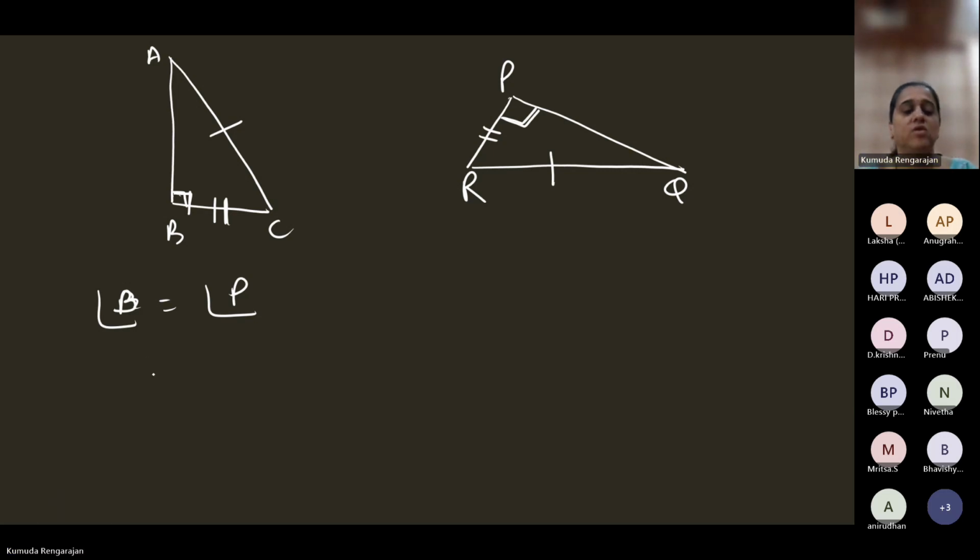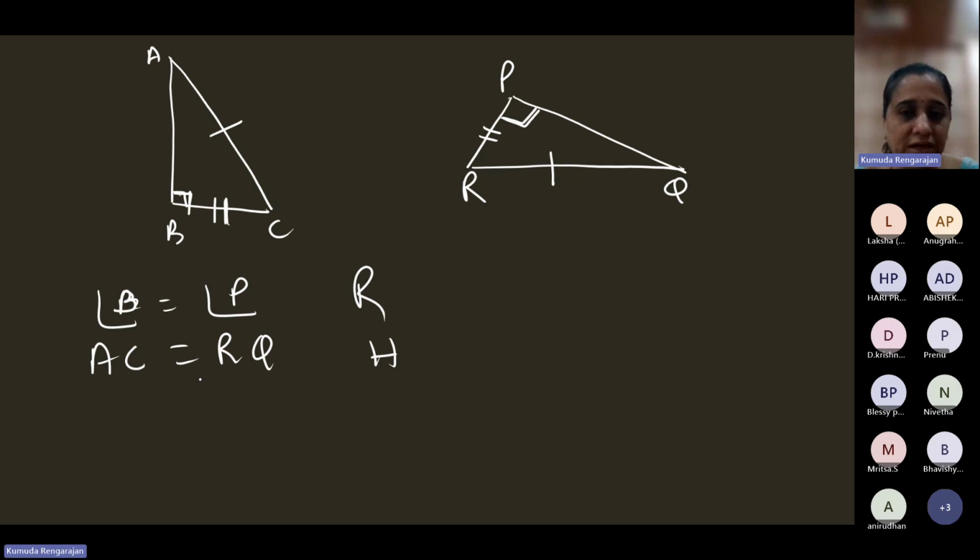So angle B of the first triangle is equal to angle P of the second triangle. Then the hypotenuse AC of the first triangle is equal to the hypotenuse RQ of the second triangle: right angle, hypotenuse, RHS. Right angle B is equal to angle P. Hypotenuse AC is equal to RQ. Why hypotenuse? Because it's opposite to the right angle. And AC is equal to RQ is given.